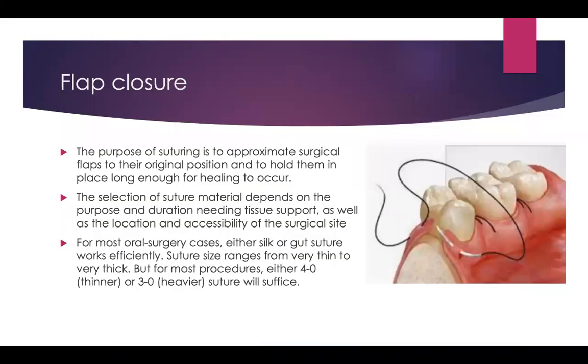And then to close the flap, so the purpose of suturing is to approximate surgical flaps to their original position and to hold them in place long enough for healing to occur. So the selection of suture material depends on the purpose and the duration needing tissue support, as well as the location and accessibility of the surgical site. So for most of our cases, we're going to use silk or gut, and they have varied ranges of sizes, but we'll either use a 4.0 or a 3.0.